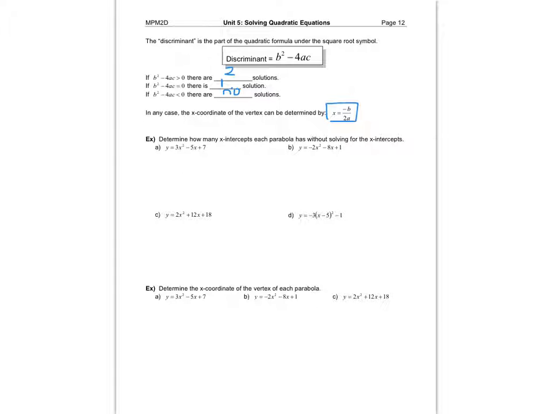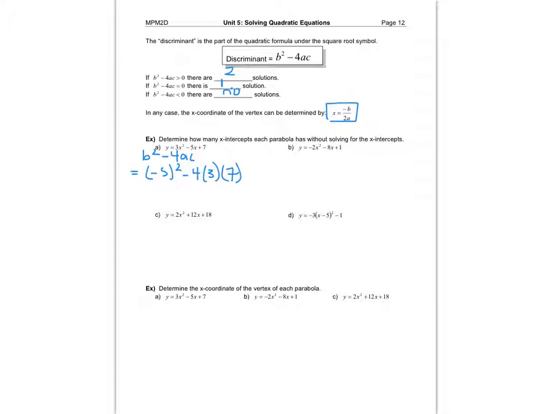What you could do is calculate the value of the discriminant, figure out what b squared minus 4ac is equal to, and if it's going to be greater than 0, there's two x-intercepts. If it's equal to 0, there's one, and if it's less than 0, then there's none. So for the first, the b value is negative 5. We're going to take negative 5 and square it. Minus 4 times the 3 times the 7.